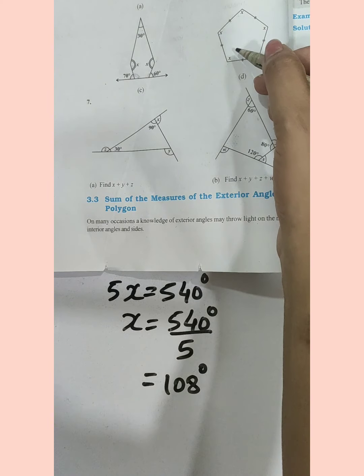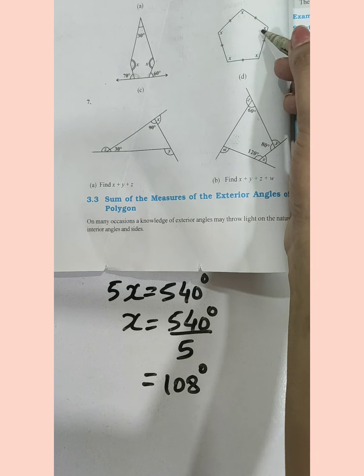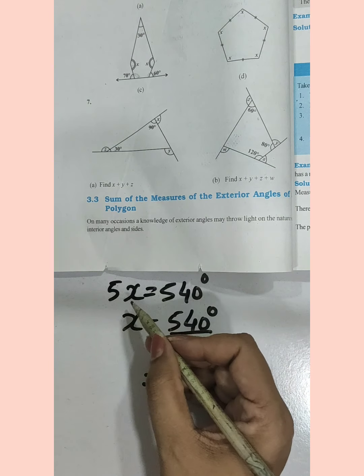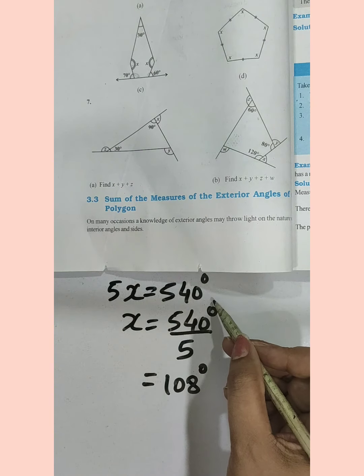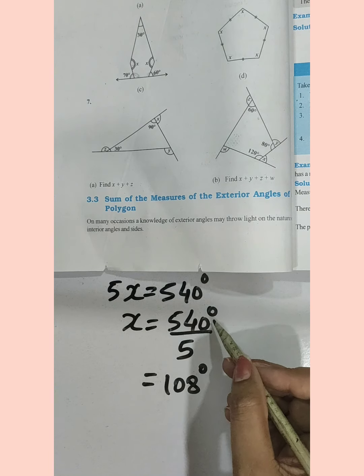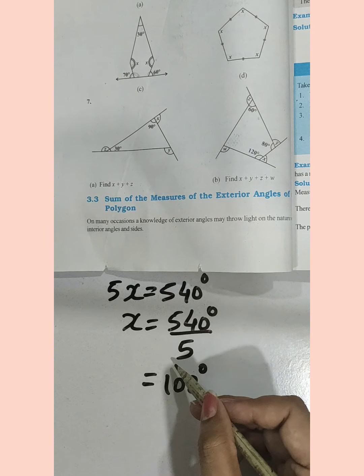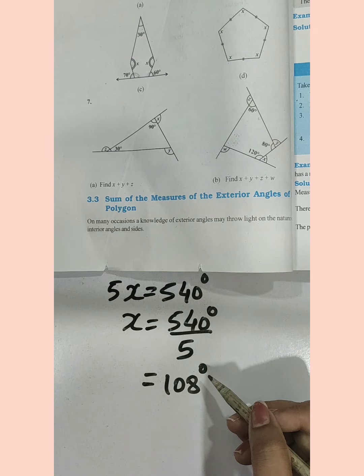Now, in the fourth figure, the figure is having 5 equal sides, hence it is a regular pentagon. Thus, all its angles are equal. So I can write 5x is equal to 540. So x is equal to 540 upon 5. That will give you 108.